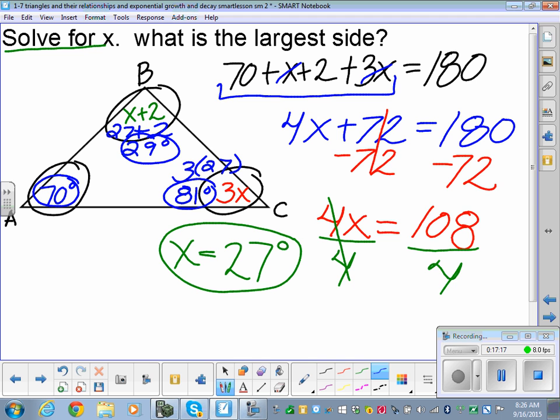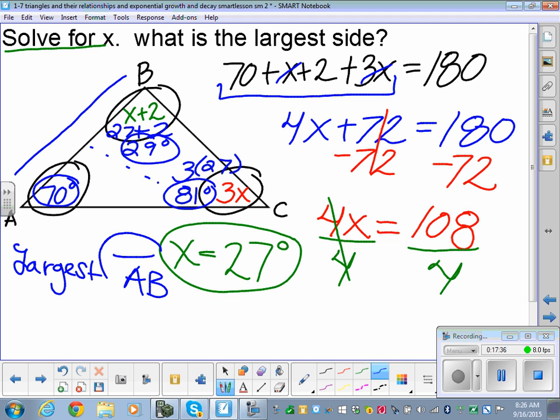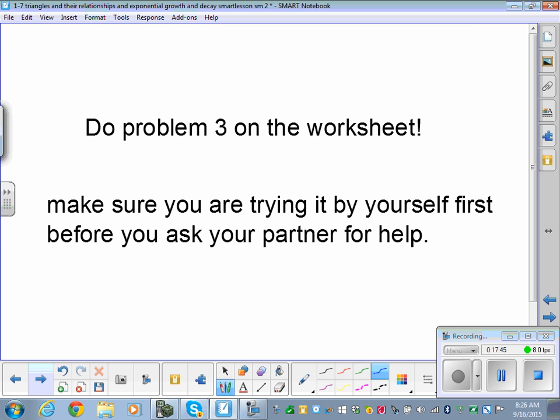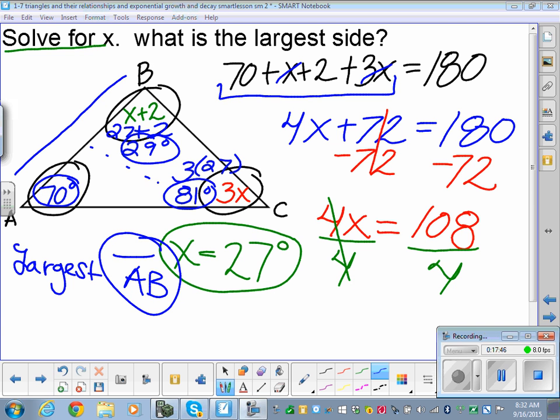Okay, so now let's go ahead and say, what's our largest side? How'd you know that? So you said AB, because it's across from the largest angle, which was 81. So side AB. Good, very good. Does anybody have any questions? Okay. No questions, you're sure? Okay, do problem 3 on the worksheet. Okay, come back to me again.